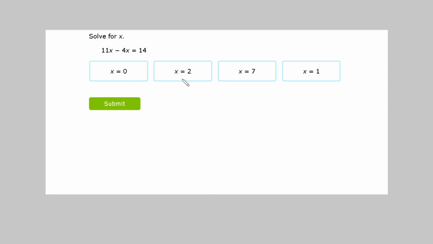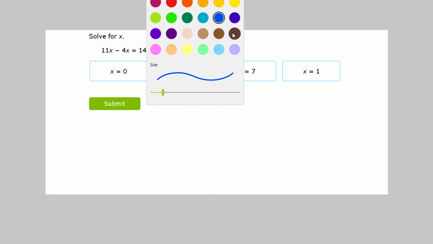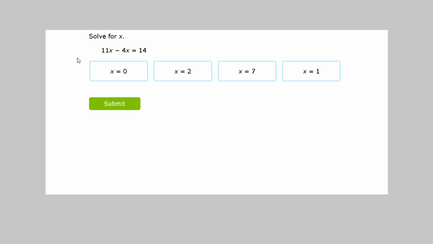So let's jump into this assignment for today. We're going to introduce a new idea with algebra here called combining like terms. What we're going to do is these different terms that have x in it like this, we can actually combine them together into one.